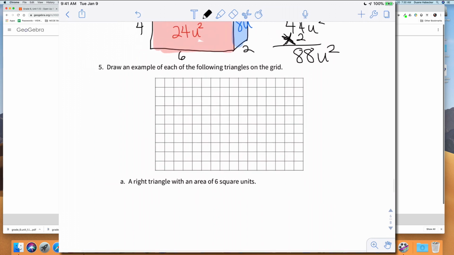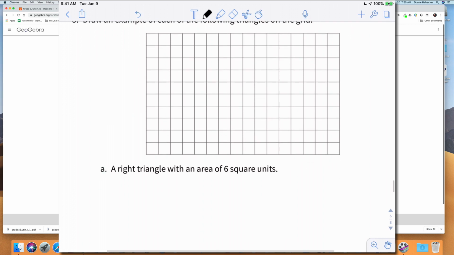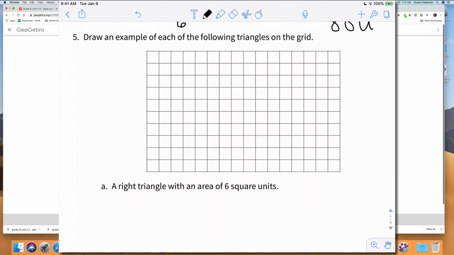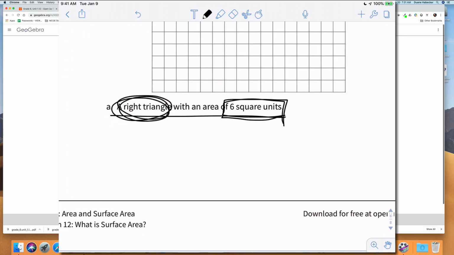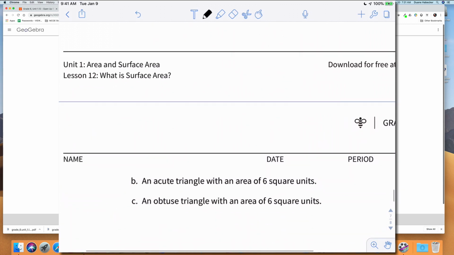Looking good. Draw an example of each of the following triangles on the grid. So this is a little bit of review. So we have to draw a right triangle with an area of 6 square units. I'm going to let you remind yourself what is a right triangle and what does that look like? And we need to find the area of that triangle in square units. Don't forget that the formula for the area of the triangle is base times height divided by 2. Or you could say 1/2 of base times height. So you have some choices. I'm going to let you work on that one.